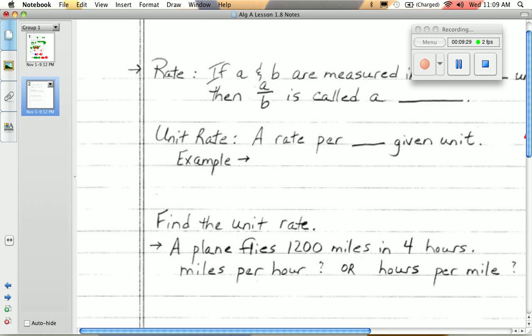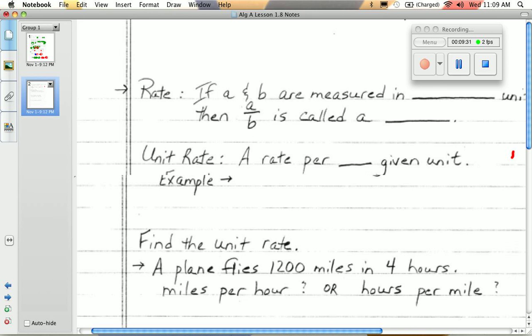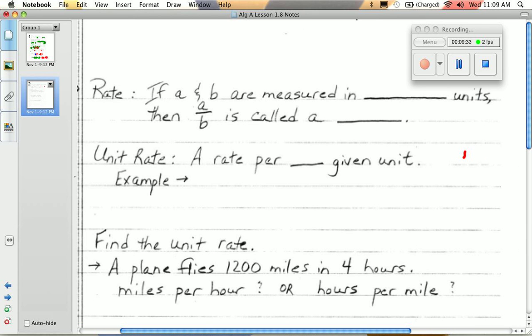So when we have a rate, what we have is two things being compared, but they're measured in different units. So if A and B are measured in different units, we have a ratio. A rate is really just a ratio, but they're measured in different units. Then that ratio gets to be called a rate. We have lots of rates around us in our world every day.